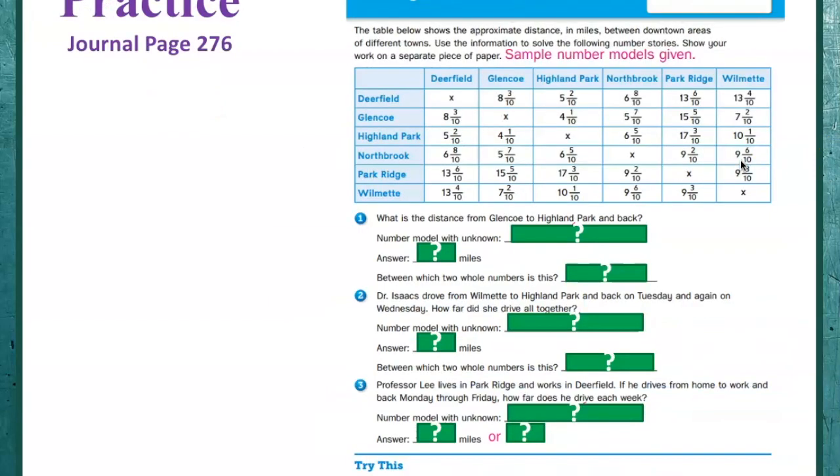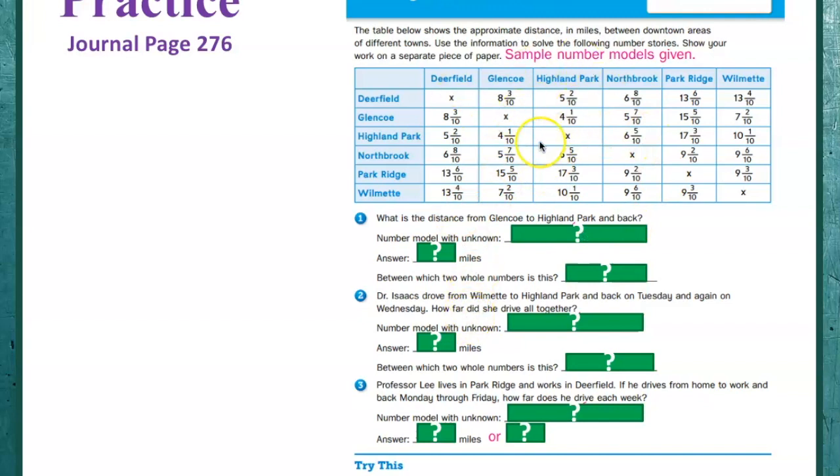Okay. We're going to change gears on page 276, and I really like these diagrams because they make you use the data. It says the table below shows the approximate distance in miles between downtown areas of different towns. Use the information to solve the following number stories. Show your work on a separate piece of paper. Okay. We'll do number one together, and then you're going to try 2, 3, and 4.